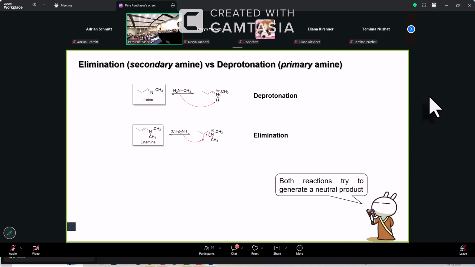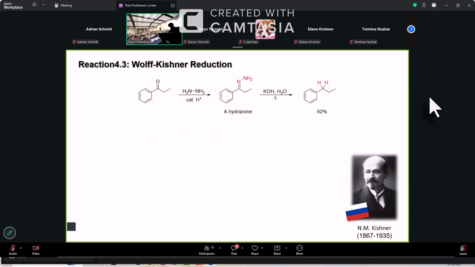Enamine formation. Okay. All right, we're gonna go back to the reaction that we left off real quick. Now look at the first step right there. We call this Wolff-Kishner reaction. Are you familiar with the first step? Look hard. What reaction is this? This is imine formation. Can you see that?